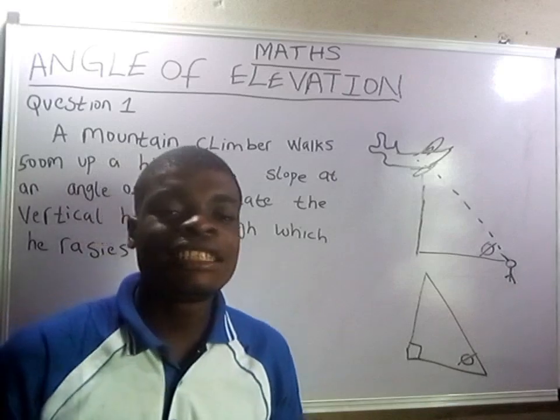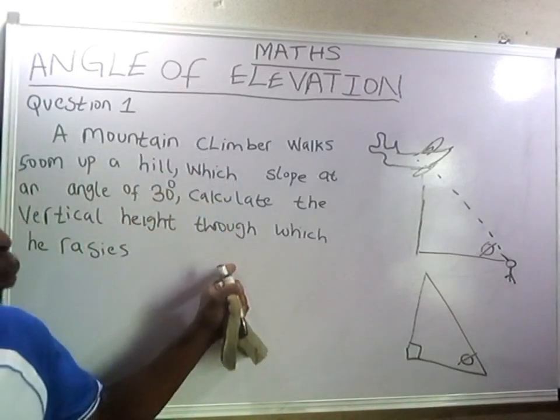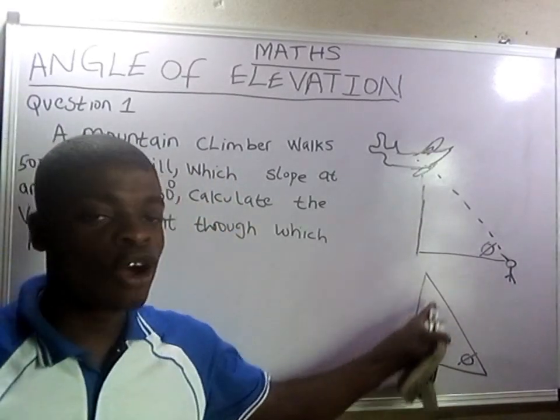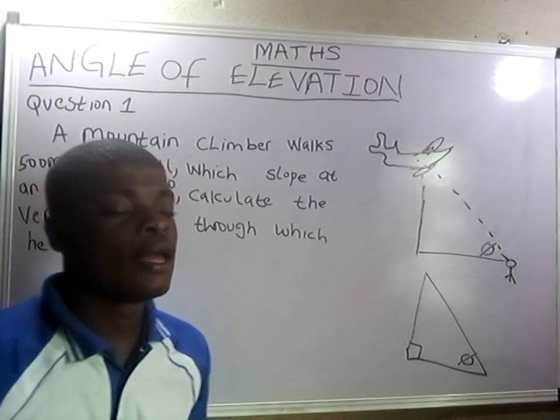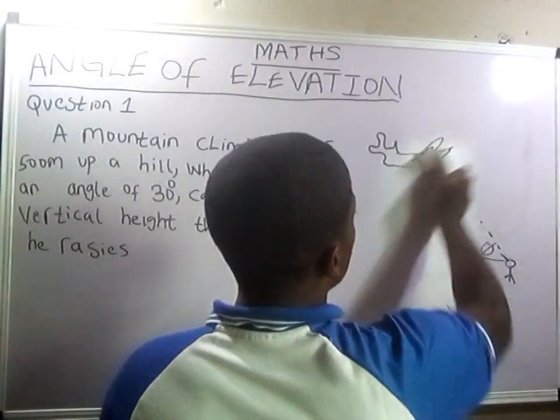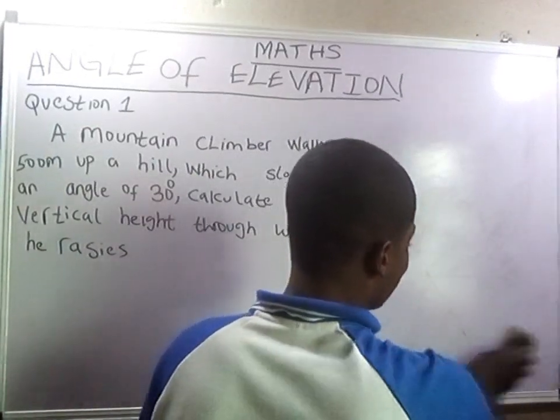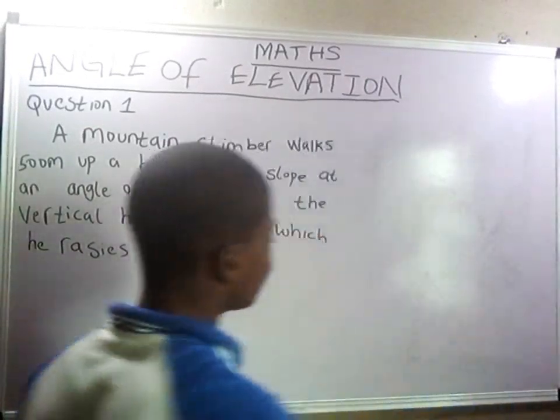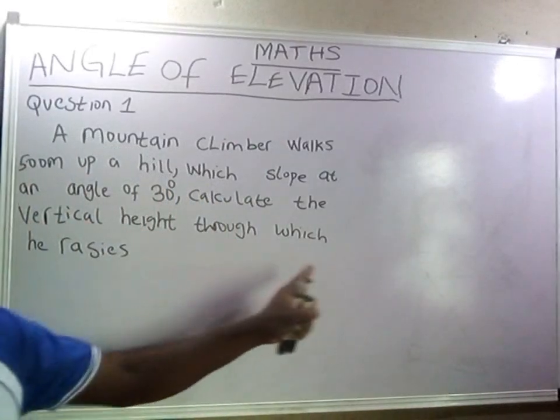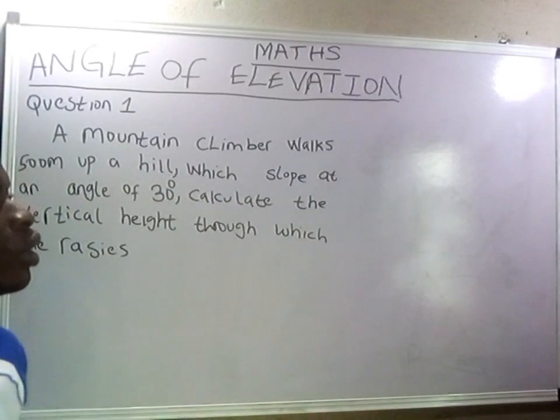Then let's take question one. Let's solve this question one and use the angle of elevation method to solve it. Note that with any question, you are going to interpret the question so that we get the answer correctly. As you can see, in this question one we don't have a diagram, so we have to interpret the question.